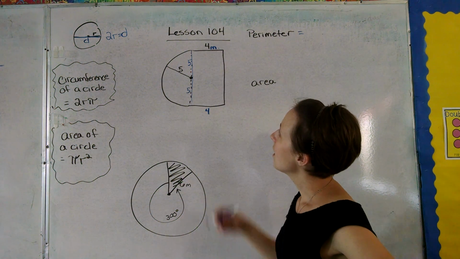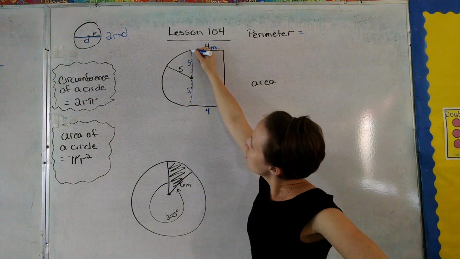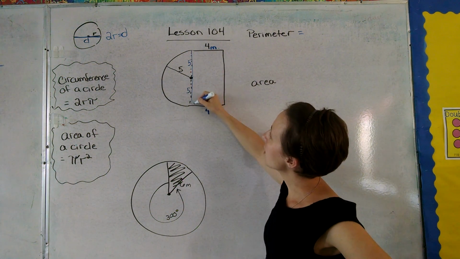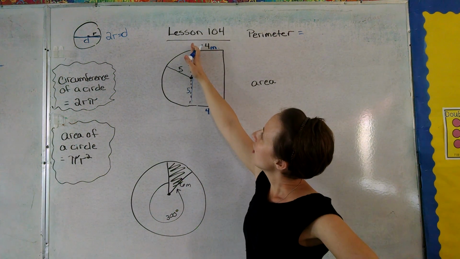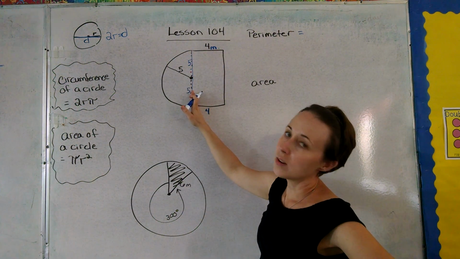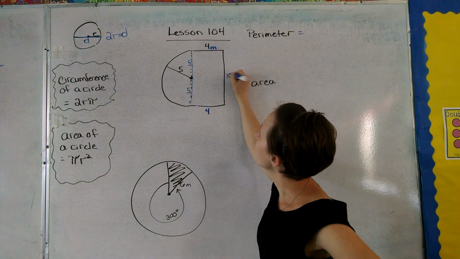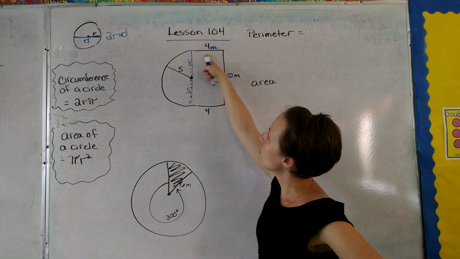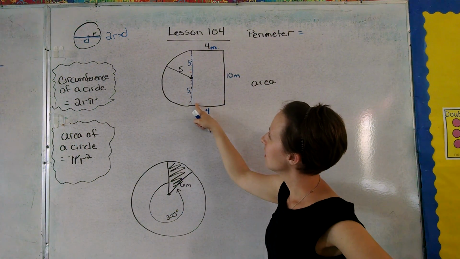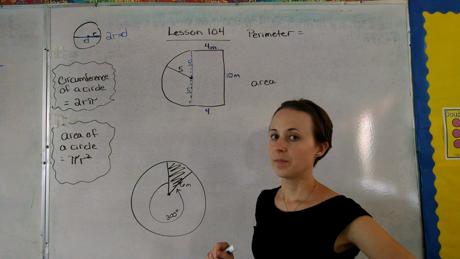That helps me because now I know how long this line is. If this part is 5 and this part is 5, then the whole distance is 10. If this side of my rectangle is 10, then this side of my rectangle is also 10. All right, I'm partway there. I now know my distance around this. What about my circumference around my semicircle?